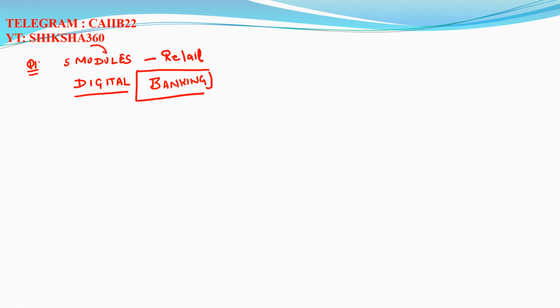There are 5 modules in retail banking, and along with that, we have to cover digital banking also. Clear? So among module B, if you prepare in this way, you will definitely find straightforward questions in the examination.